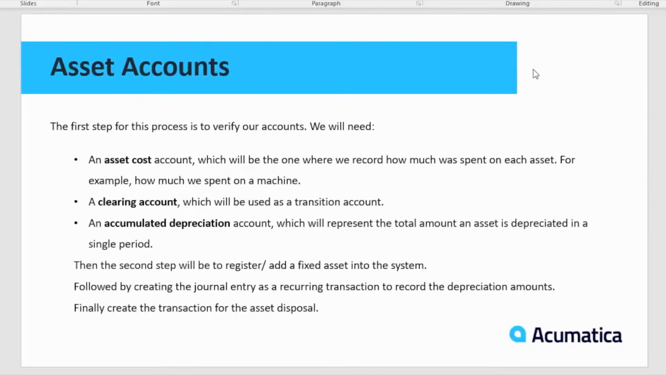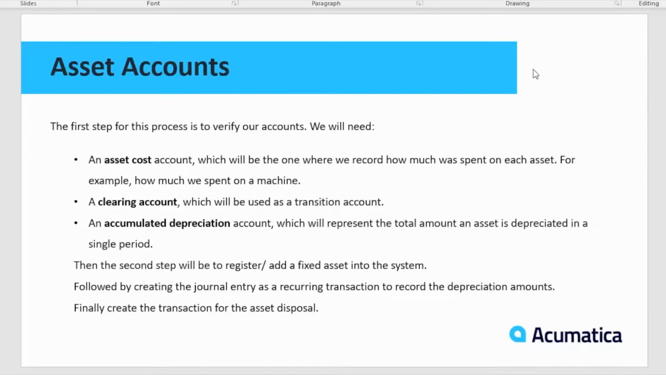The first step for this process is to verify our accounts. We will need an asset cost account, which will be the one where we record how much was spent on each asset, a clearing account, which will be used as a transition account, and an accumulated depreciation account, which will represent the total amount an asset is depreciated in a single period.